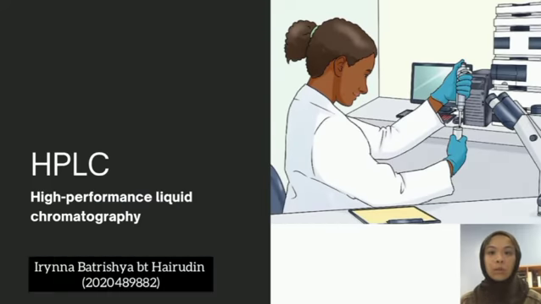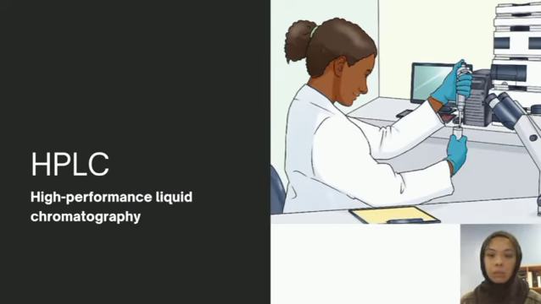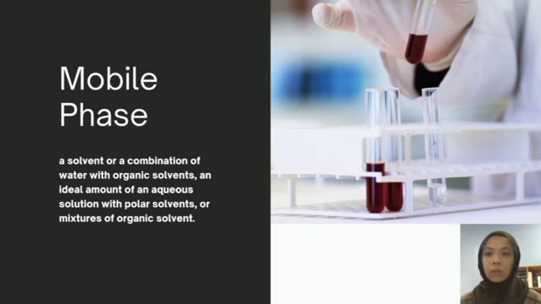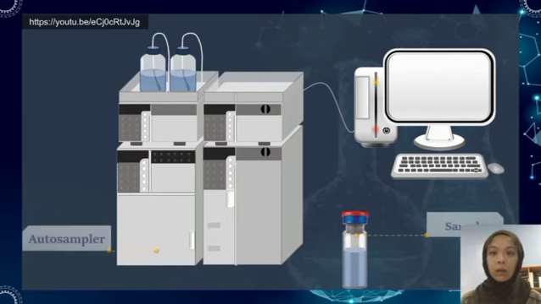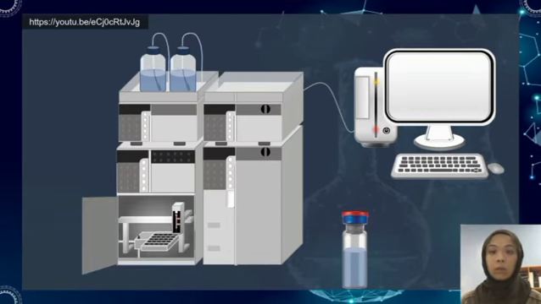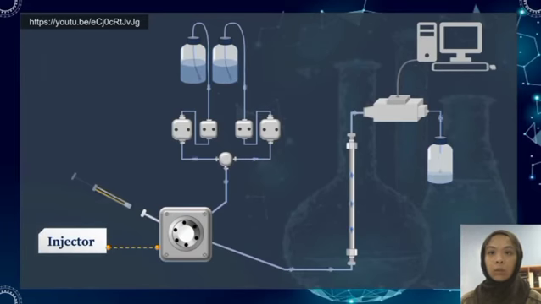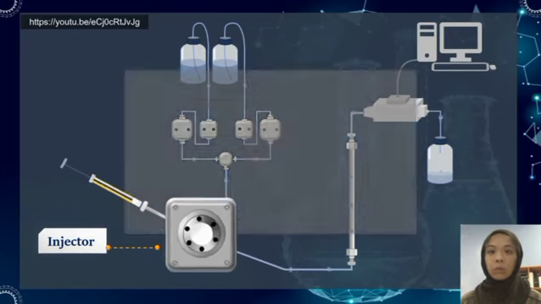The process of HPLC begins with injecting the sample solution into the HPLC system, along with the mobile phase. The mobile phase can be a solvent or a combination of water with organic solvent, or even mixtures of organic solvents, depending on your experiment. The mobile phase will be run through the stationary phase. The sample can be injected into the HPLC automatically by the HPLC autosampler or manually using a syringe. The simplest way is through the injection valve, which is the example shown in this clip.